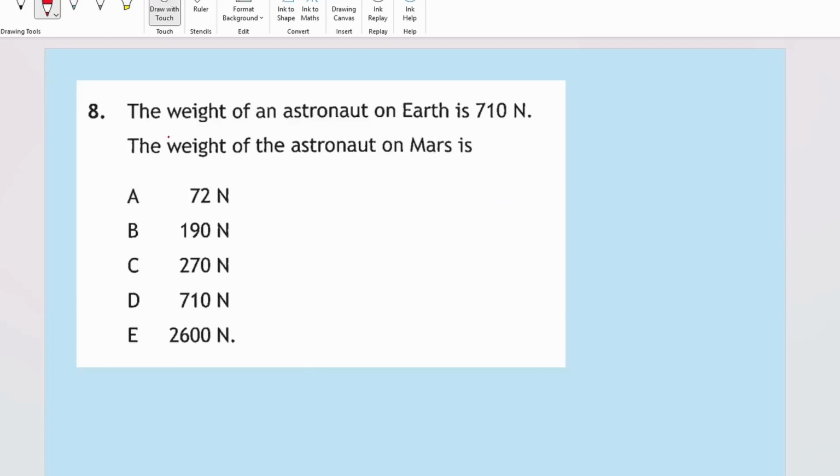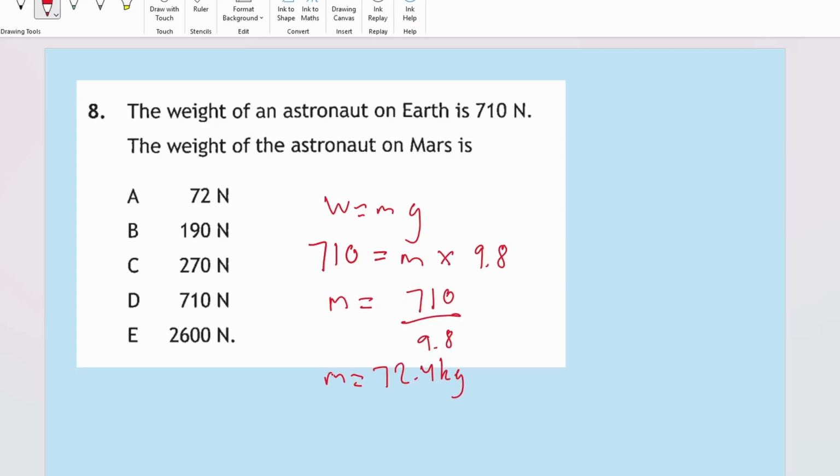Question 7 says the weight of an astronaut on Earth is 710 newtons, and we're asked for the weight of the astronaut on Mars. So let's do W equals mg. We're given the weight, which is 710. We're not given the mass, and we know the gravitational field strength on Earth is 9.8. So we rearrange for mass, which is 710 over 9.8. So the mass works out to be 72.4 kg.